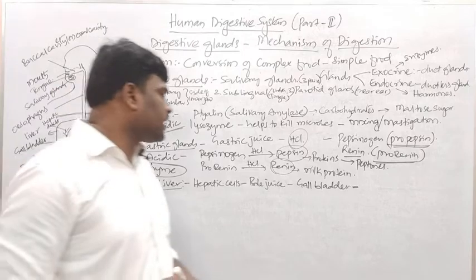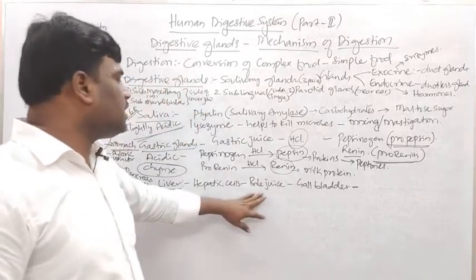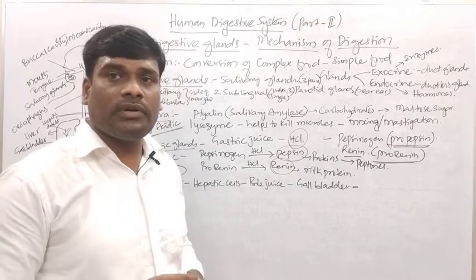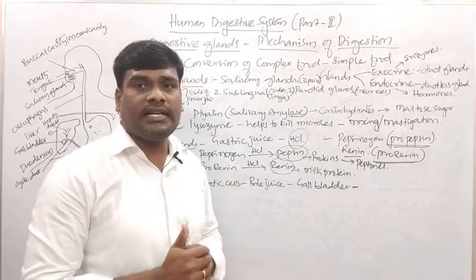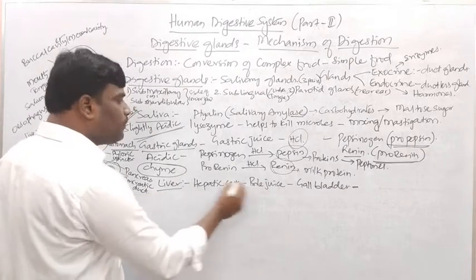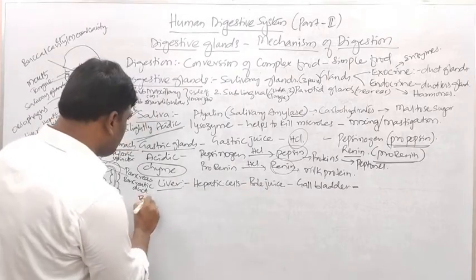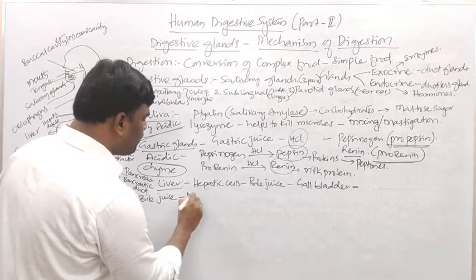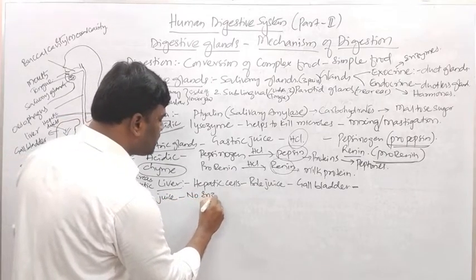So what secretions are seen in the bile juice and pancreatic juice? First we shall see the bile juice, children, isn't it? This bile juice, children, a very important thing: bile juice has no digestive enzymes.